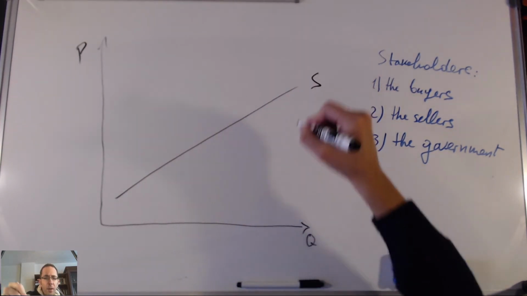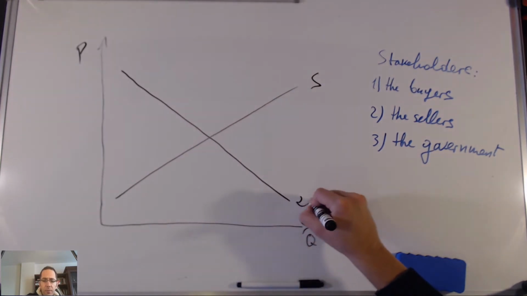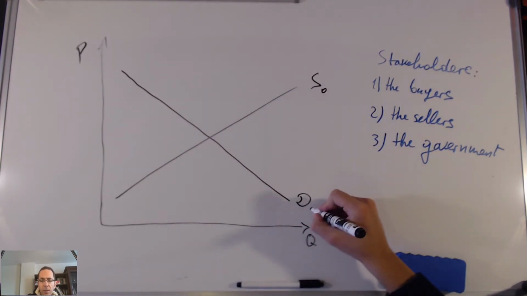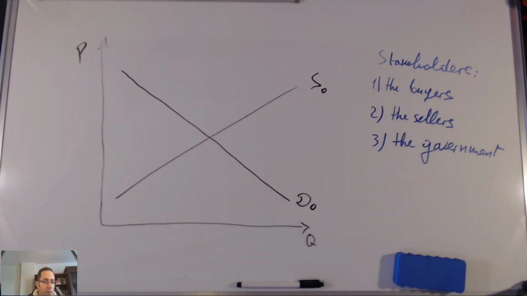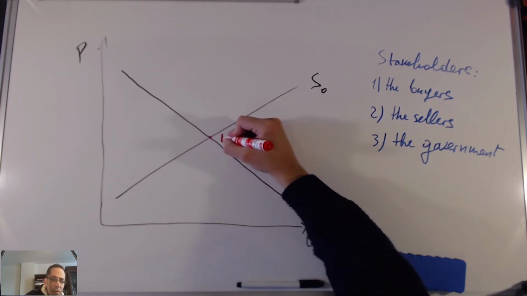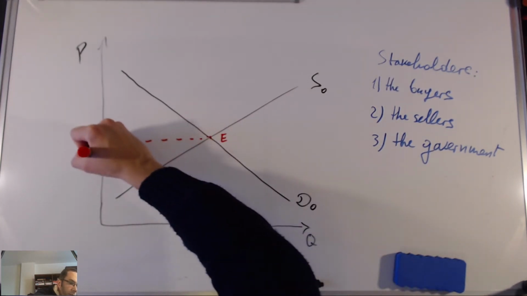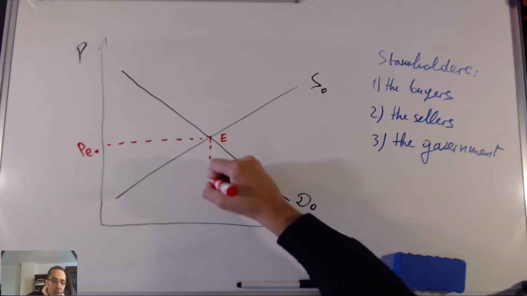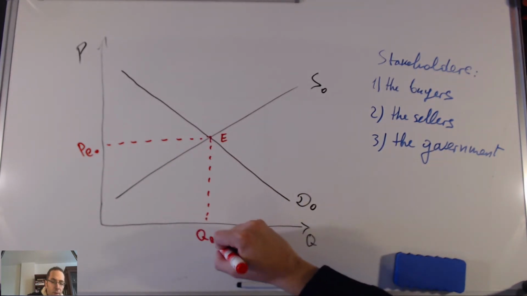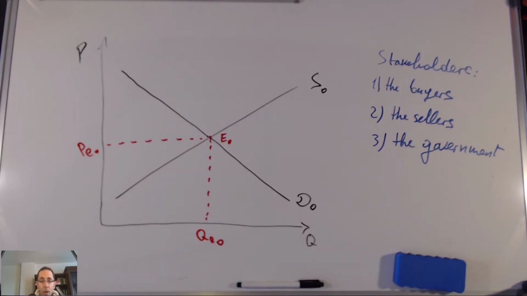So imagine that this is our supply. Let's add a demand curve. This is the original supply and the original demand, D0 and S0. In this case, we have an equilibrium price, PE0, and equilibrium quantity, QE0, and this is E0. So the government decides to impose a tax on this good, and we said that we are going to have a specific tax, so there will be a parallel shift of the supply curve. We are going to decrease the supply, and the supply will be shifted to the left.